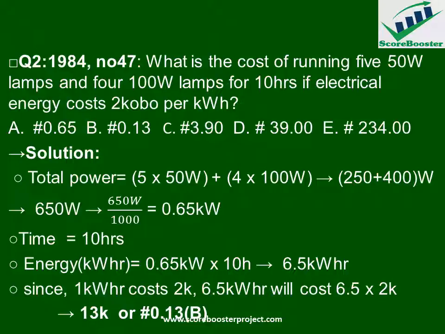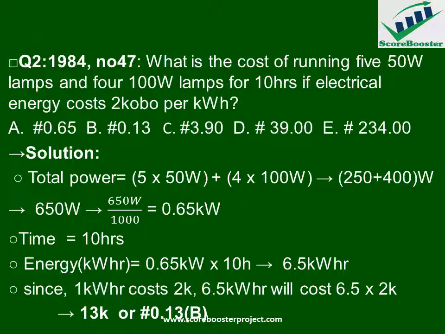Now the next question we shall be considering comes from 1984, number 47, and the question goes thus: what is the cost of running 550-watt lamp and 400-watt lamp for 10 hours if the electrical energy costs 2 kobo per kilowatt hour? You are given option A to be 0.65 naira, option B to be 0.13 naira, option C to be 3 naira 90 kobo, option D to be 39 naira, while option E is 234 naira.